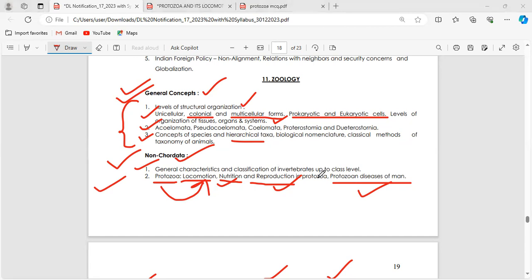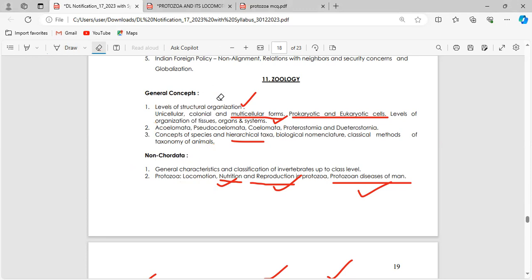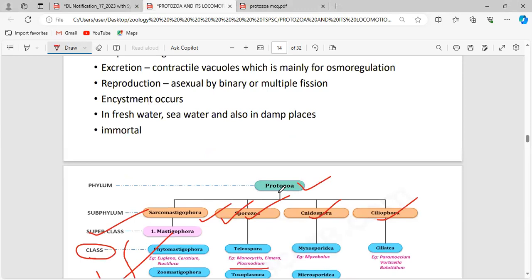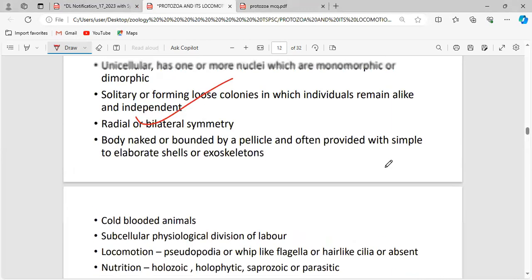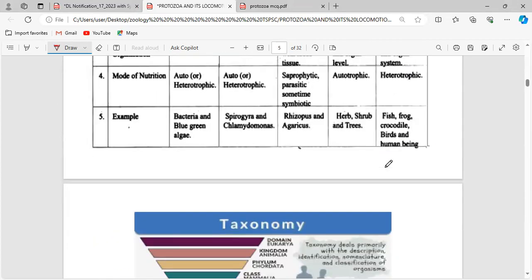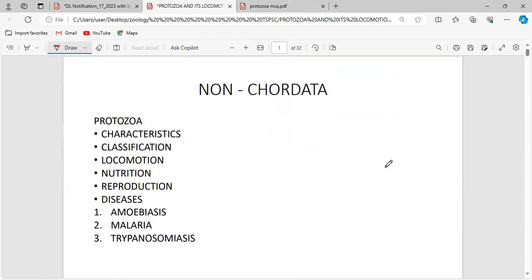Now, I'm going to explain a few questions and you have to answer them. In yesterday's class, I completed the classification and general characteristics of invertebrates, and the classification of invertebrates. Everything I explained yesterday. I'm going to ask a few questions. You are going to answer now. You have to answer very quickly. Don't take much time. I have to finish Protozoa and its locomotion by today.